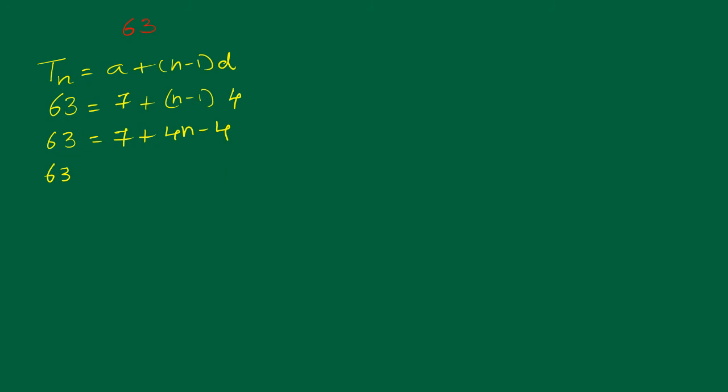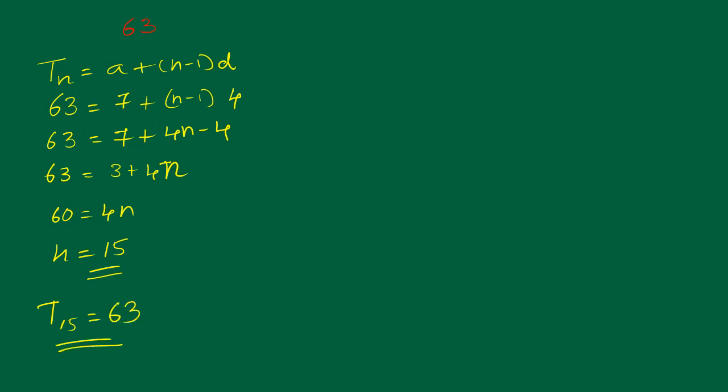This means 63 is equal to 3 plus 4n, and you can subtract 3 from both sides, and you get 60 is 4n and n is 15, right? That means T15 is 63. This is the answer.